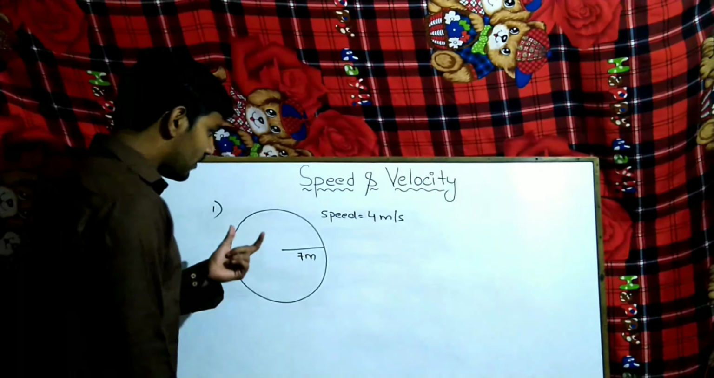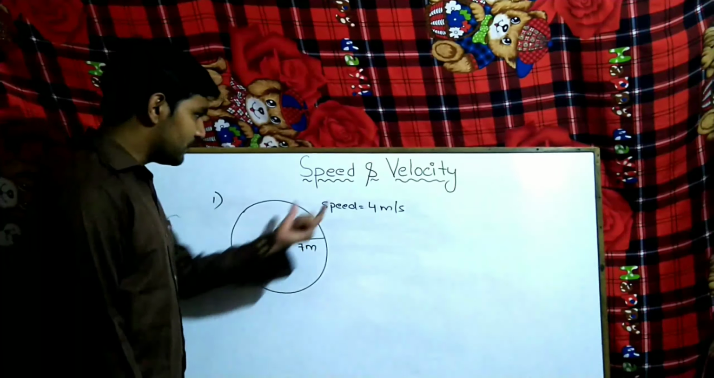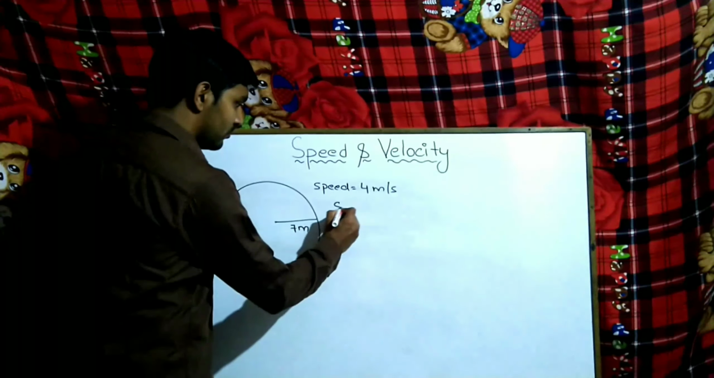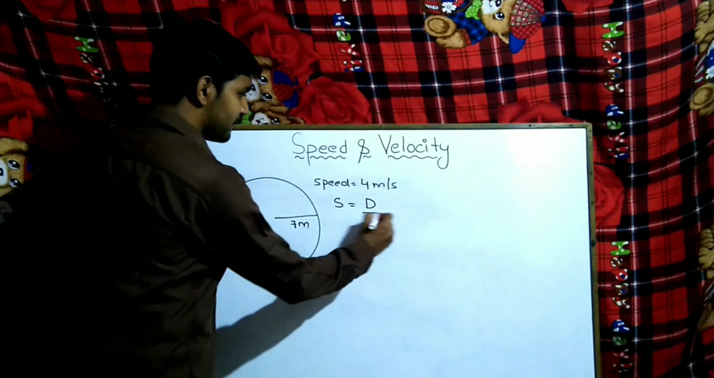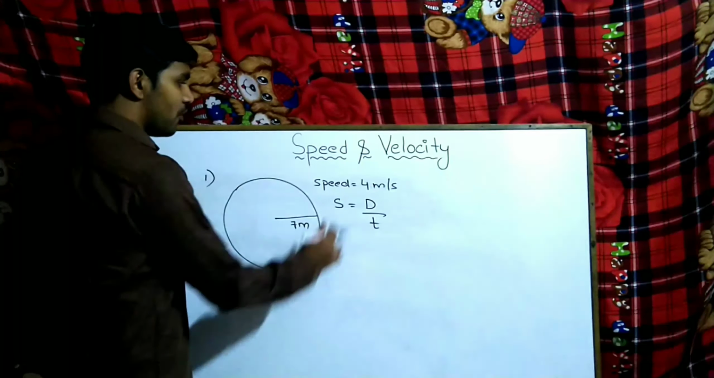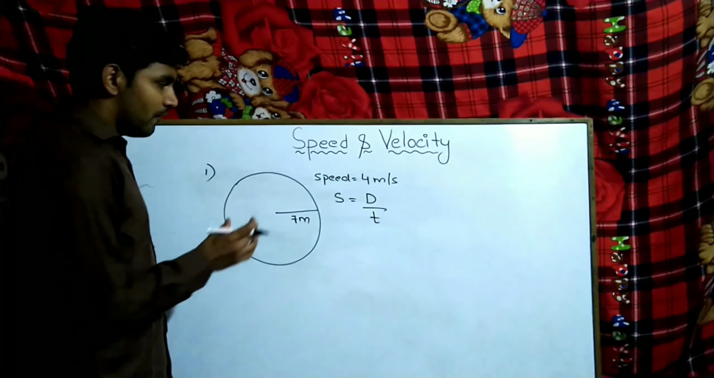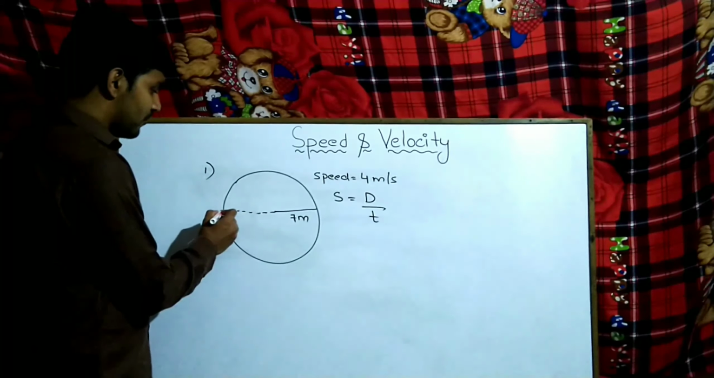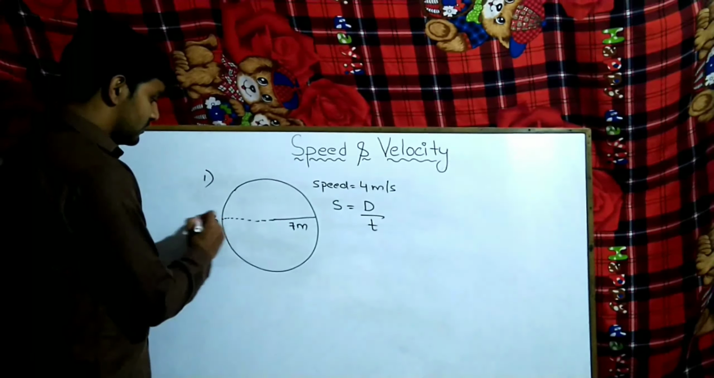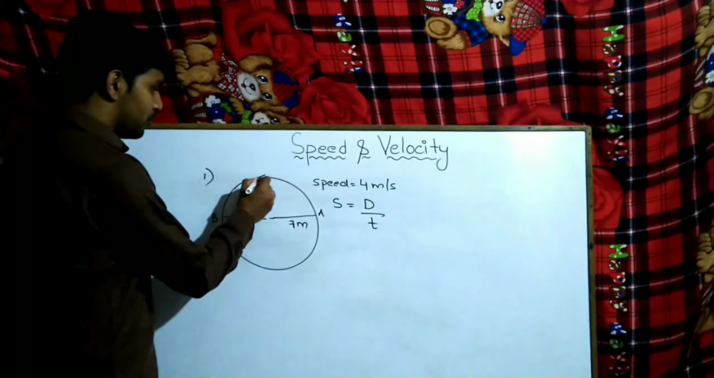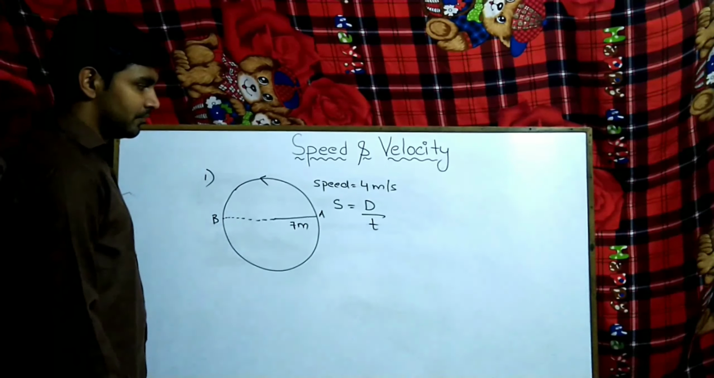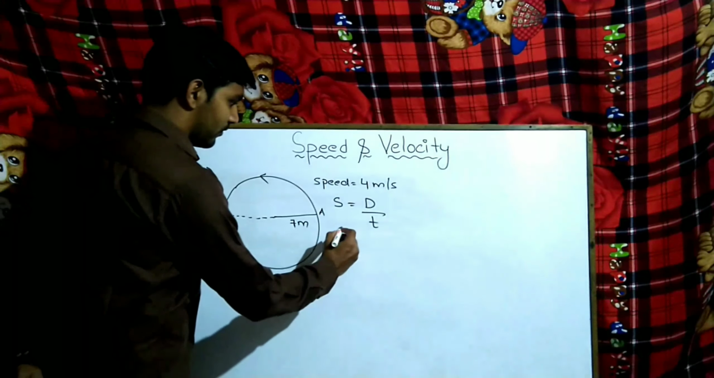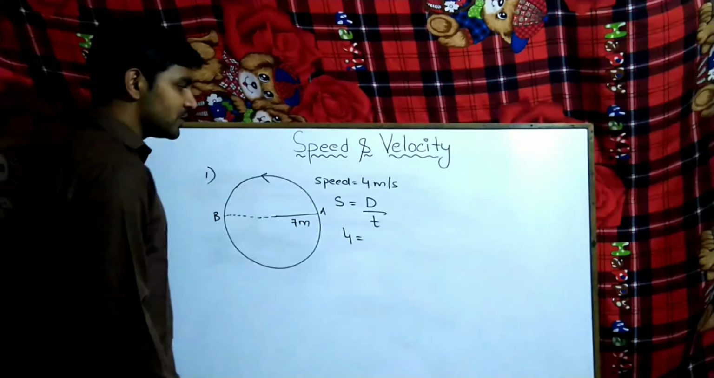If speed is given, first find the time. Speed is equal to distance by time. And one more thing, we have to find it for half of the revolution, from A to B only. This is B, this is A. So how much is the speed given? 4.